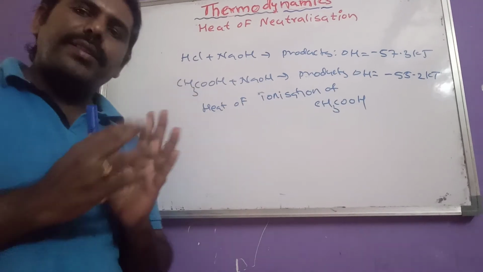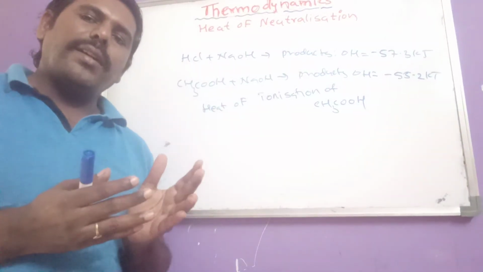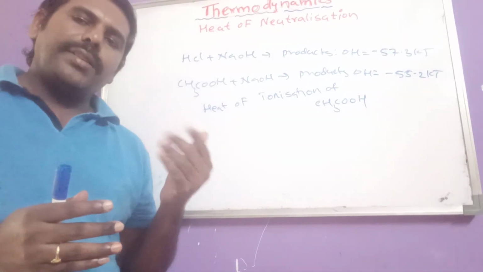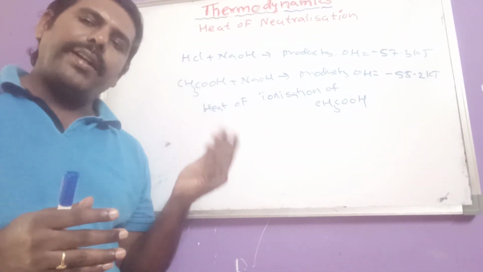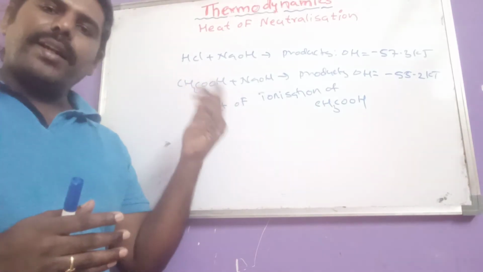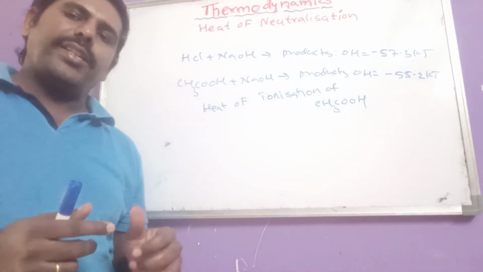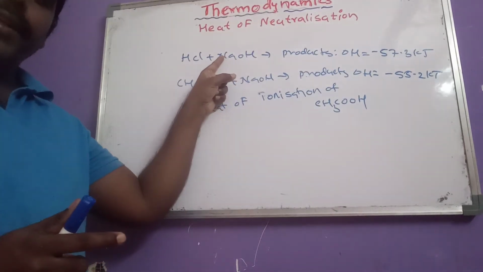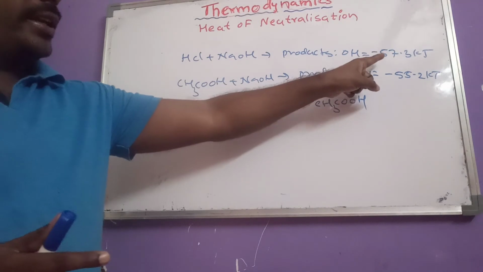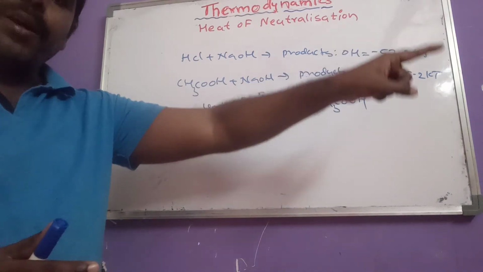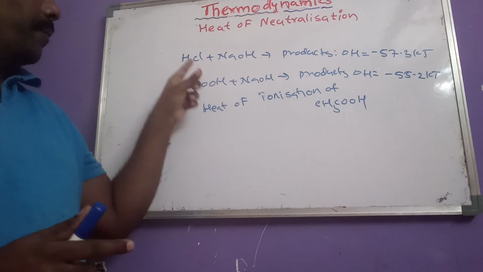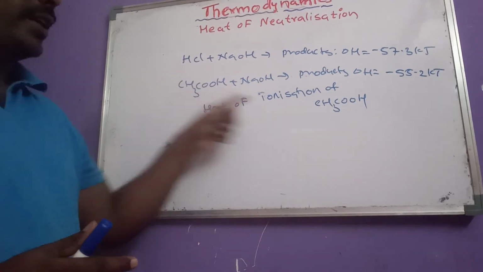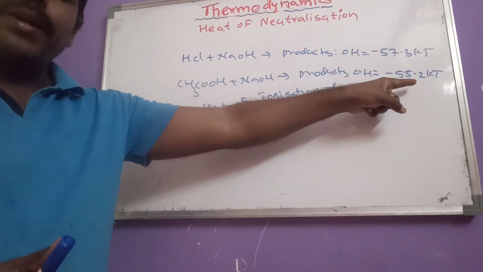Acetic acid is a weak acid. It may not undergo 100% ionization on its own. By providing some heat energy, it might undergo somewhat 100% dissociation. Now, if a strong acid and strong base participate in neutralization, the heat energy liberated is 57.3 kilojoules. But in place of a strong acid, if a weak acid is present, there is a shortage in liberated energy.